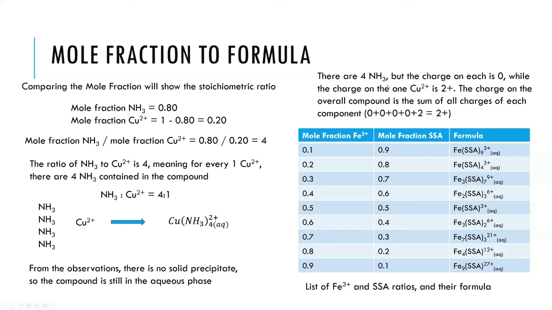In this case, with ammonia not having a charge on it, and you have 4 of them, that would be all 4 of these zeros, plus the charge of the copper, which is 2+. So overall, the charge on the product is still 2+. So what you're going to be doing in the lab, once you have the absorbance values recorded, you have the mole fraction, and you're looking to see what is the mole fraction of the two components at that intersection point, you can determine the stoichiometric ratio and determine the final product empirical formula.